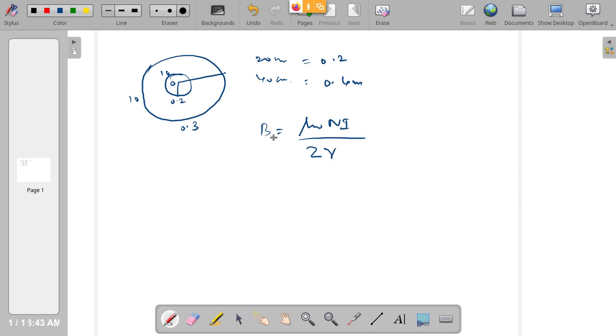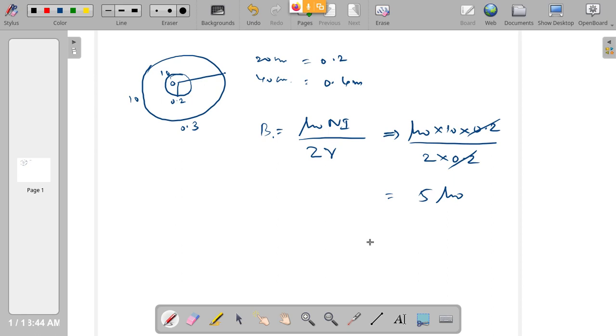So for the first case, it is going to be mu naught, N is common, so we put 10, into the current. Current here, in the first case, is 0.2 amperes. So 0.2 divided by 2 times the radius, so 2 into 0.2. The radius is 20 centimeters as given. So numerator and denominator will cancel. You will get 5 mu naught for the first case.